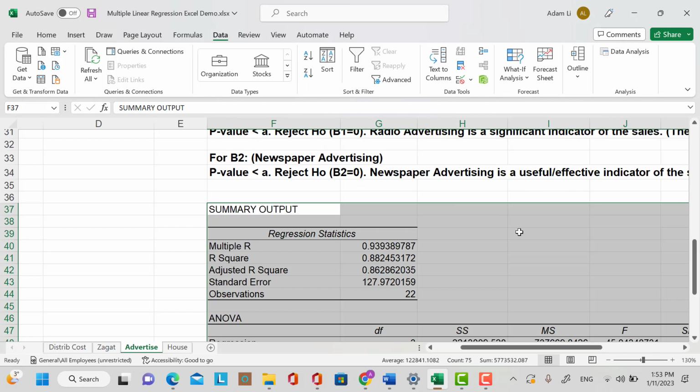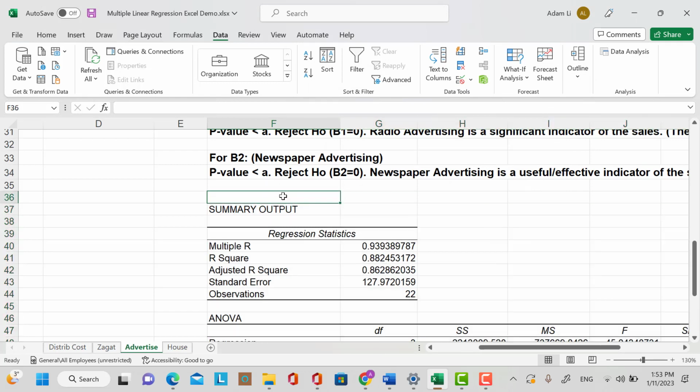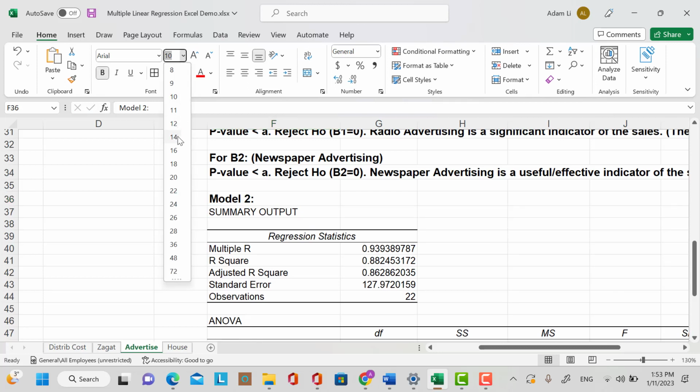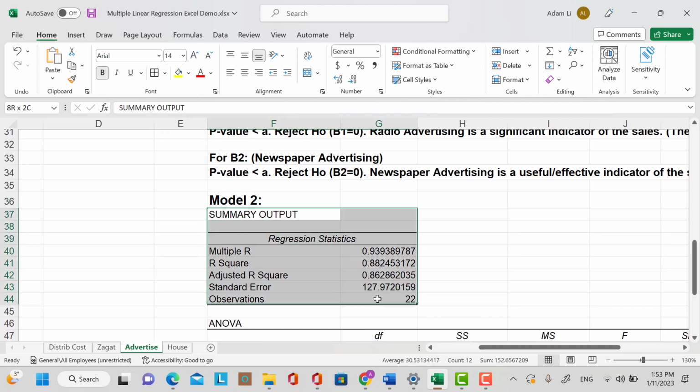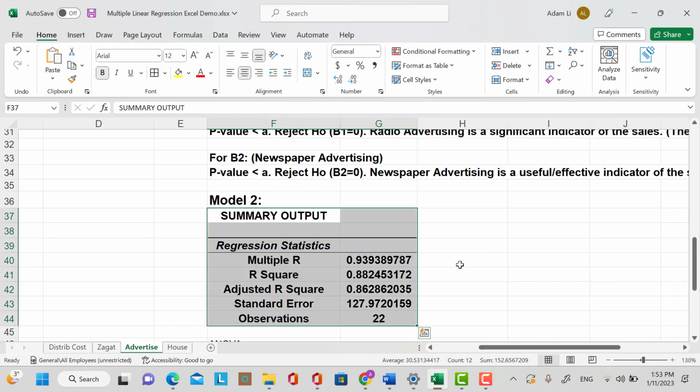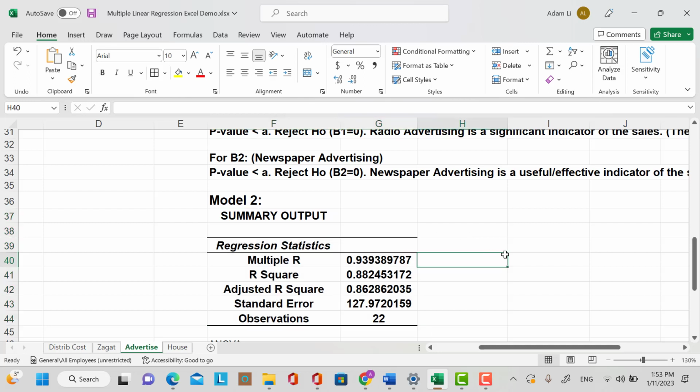Okay, so now, one more time, this is model number 2. Let me just make it clear. We'll see if model number 2 is better compared to model number 1. We're going to let the Excel outputs tell us how it goes. First of all, we're going to take a look at R square.